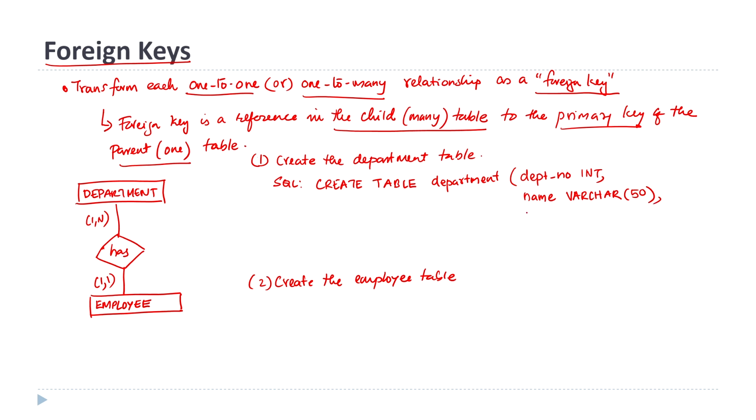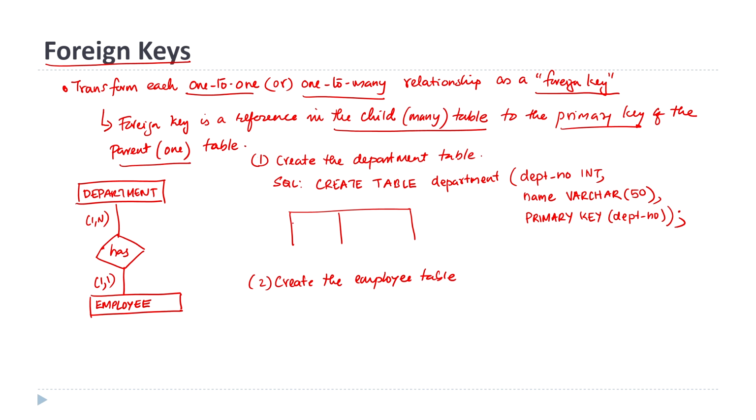And then I am saying that primary key is department_number. So, this query will create a table with two columns. So, I have what you call a table like this.